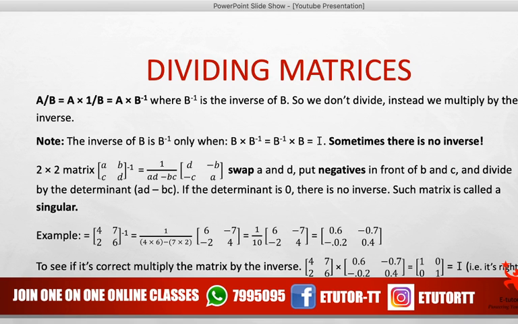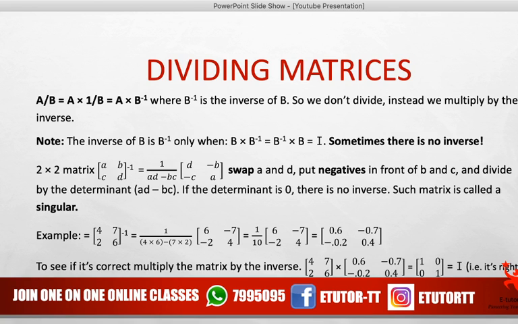When we multiply the 1 over 10 by everything in the matrix, we get 0.6, negative 0.7, negative 0.2, and 0.4. To see if it is correct, multiply the matrix by the inverse. Because remember, when you multiply the matrix by the inverse, you're supposed to get the identity matrix. That's the only way you know if it's correct or not.